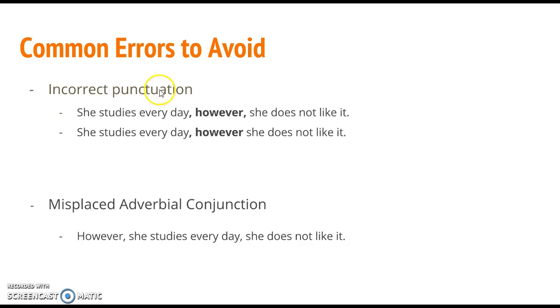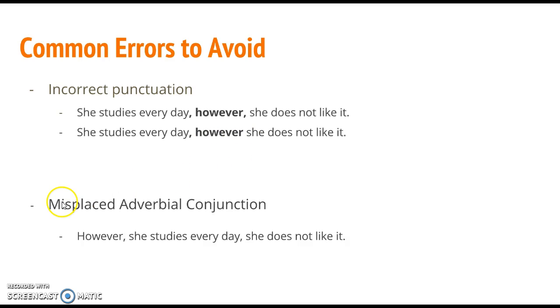Some common errors to avoid: incorrect punctuation. Number 1: she studies every day, however, she does not like it. So remember, you need to have a semicolon after the first sentence, then your conjunctive adverbial, and then a comma. For the second one, we have she studies every day, however. Remember again, we need to have a semicolon, or you can use a period, then the conjunctive adverbial, and then you need another comma here.